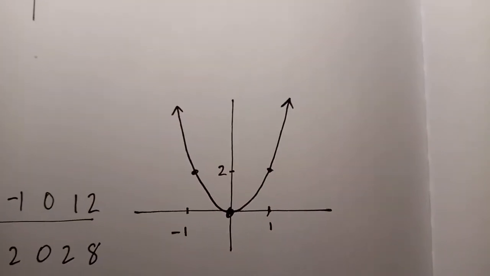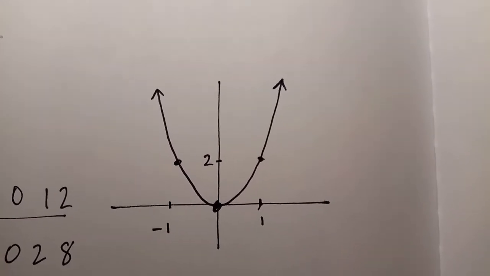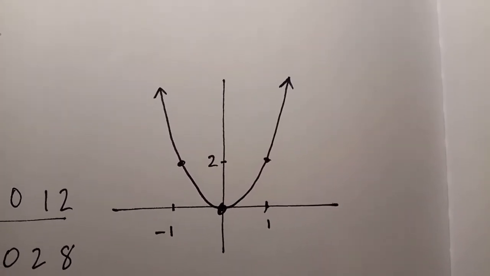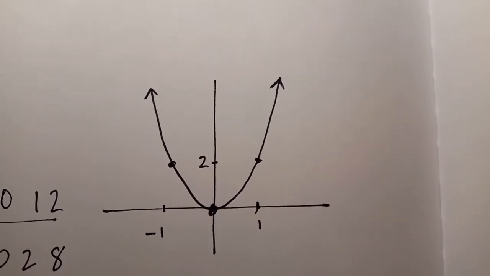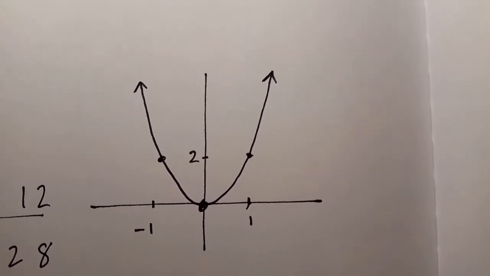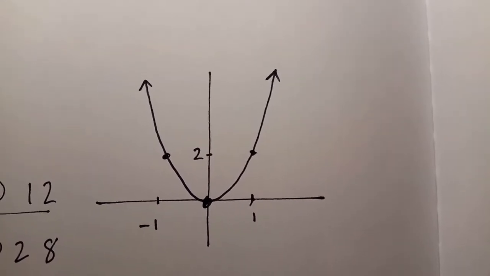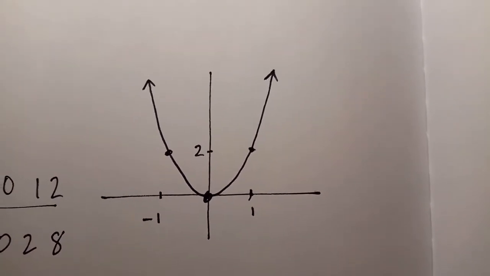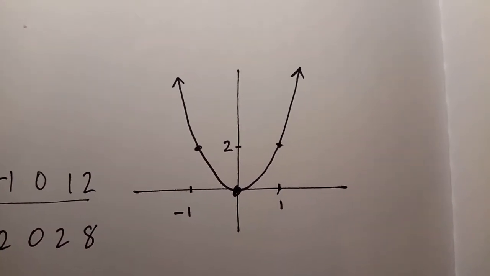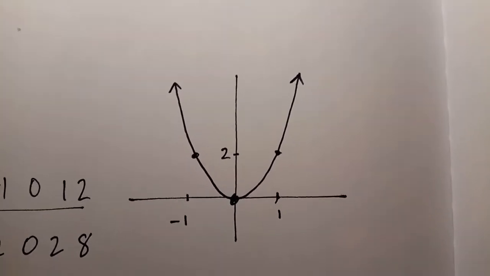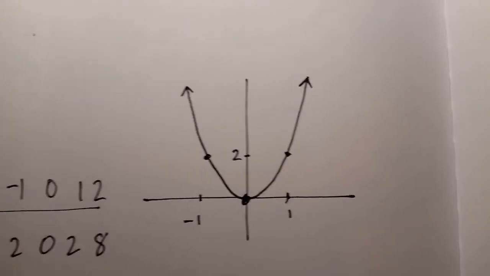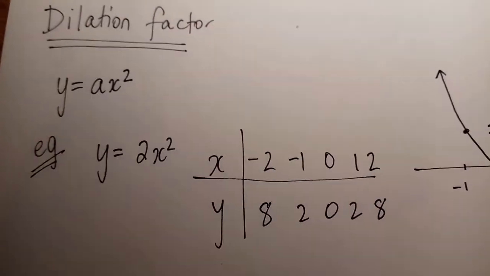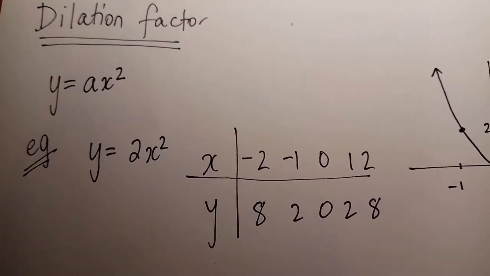If we have a look at that on the curve, we see that the curve has now become steeper, or taller and skinnier. Now if we have a look from the turning point, notice that the turning point hasn't changed. The turning point is still at (0, 0). If we step across 1, we now step up 2, which is the same as the dilation factor.